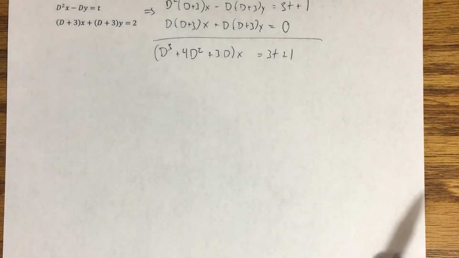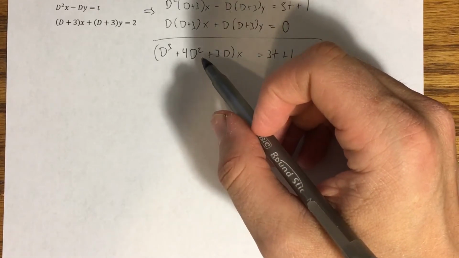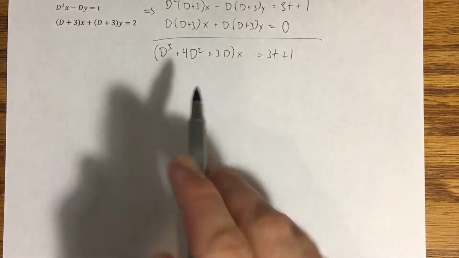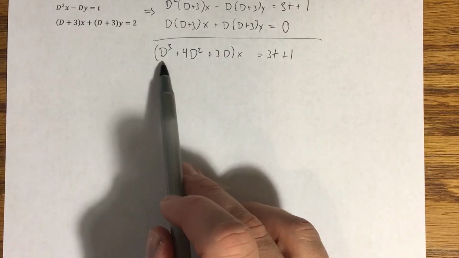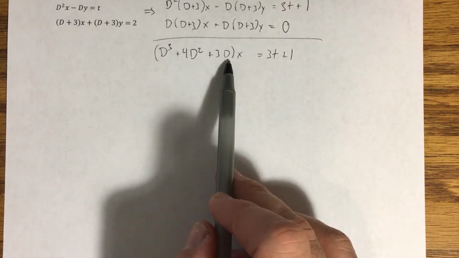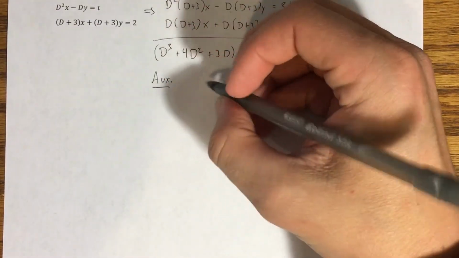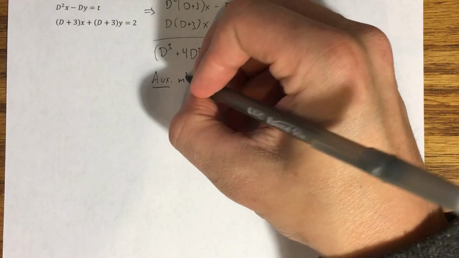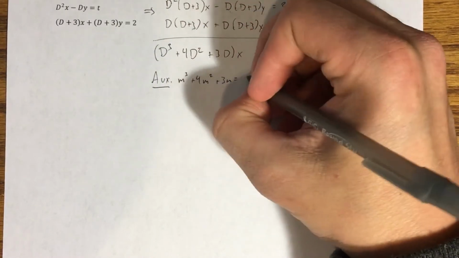Now, I solve this thing using one of the techniques that we talked about for non-homogeneous equations. I would like to use undetermined coefficients, the superposition approach, I think. Actually, I think I'm going to use the annihilator approach. Either way, I need to find my complementary solution first. So I'm going to take my operators here and use them to find an auxiliary equation. That's m cubed plus 4m squared plus 3m equals 0.